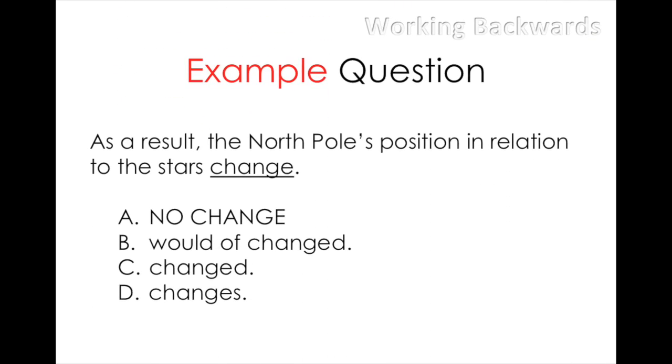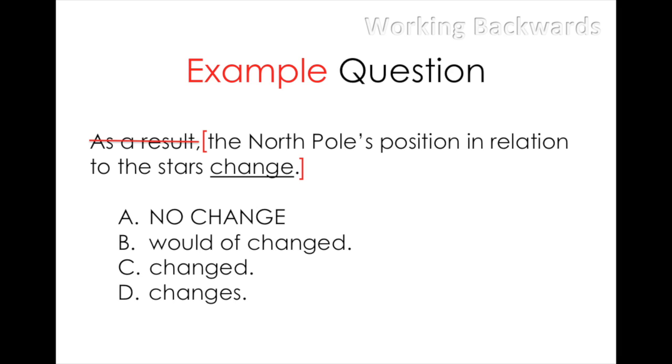Now that we learned how to sentence strip, let's see this technique in action with this example question. As a result, the North Pole's position in relation to the stars change. The first thing we should notice about the sentence is the one comma. Place brackets around the North Pole's position in relation to the stars change. This is the sentence, which means we should cross out as a result.